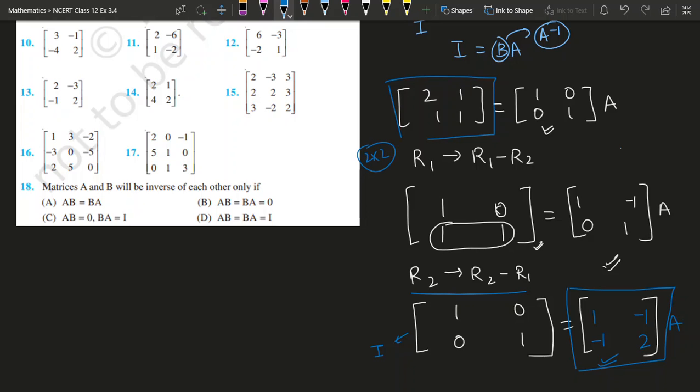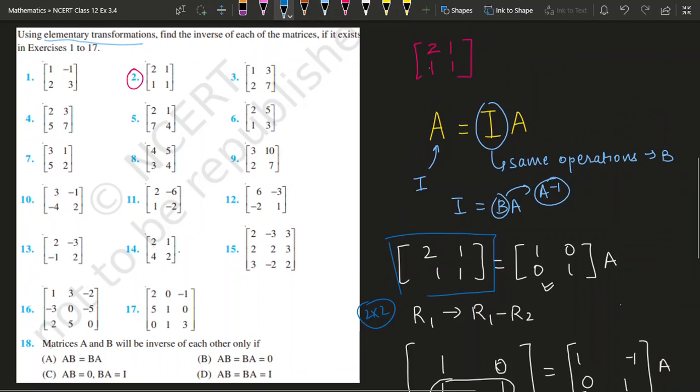And once you're able to do that, whatever answer you get on the right hand side is actually the inverse of the matrix. So you can do the same for all the 2 by 2 matrices that you have. Let's try an interesting problem that's in the exercise.